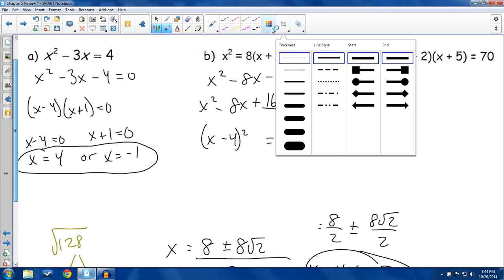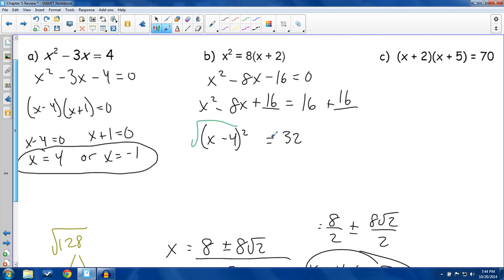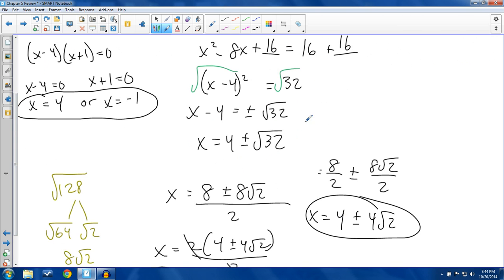Okay. Take the square root of both sides, and you get x minus 4 equals plus or minus the square root of 32. Now remember, square root of 32 is factorable. That's the difference between the answer that you get here and the answer that you get here. We want to try and break down square root of 32 to 4 times the square root of 2.